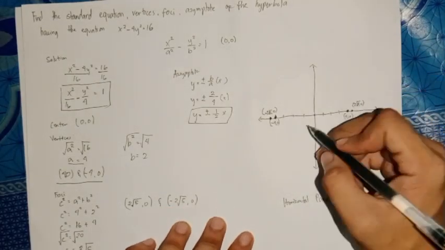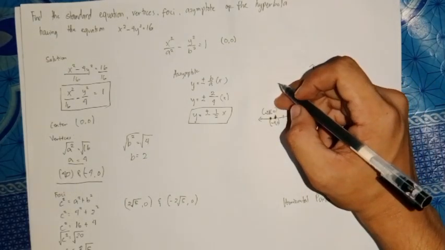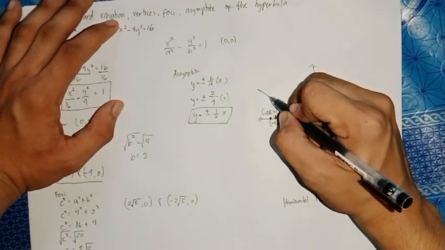Next, since we already have the vertices and it opens around the x-axis, our hyperbola looks like this.